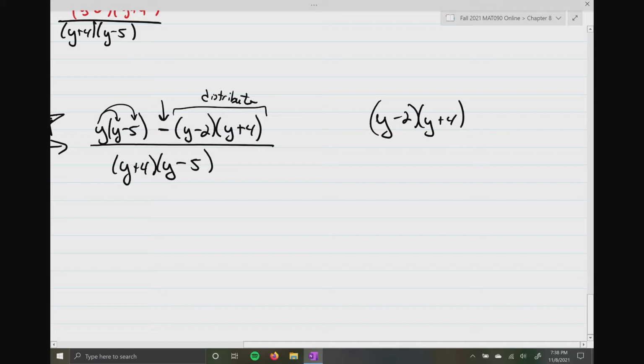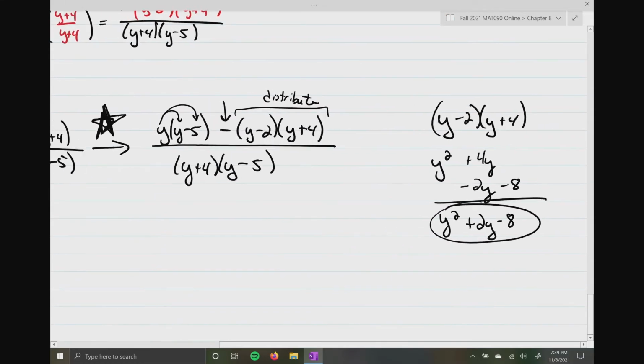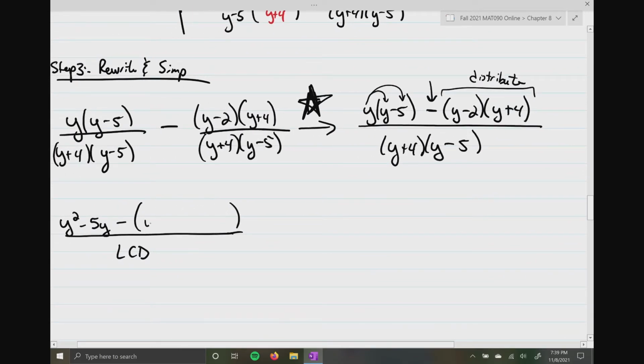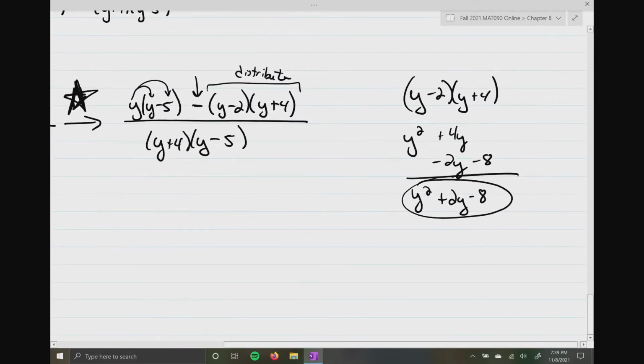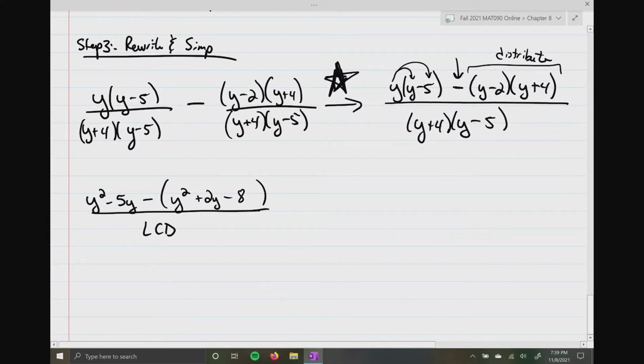I'm going to take y minus 2 times y plus 4. So I get y times y, which is y squared. Y times 4 is plus 4y. Negative 2 times y is negative 2y. And then I get that negative 8 down below. And when I combine all my like terms, that's already grouped together because I did the vertical addition method. I get y squared plus 2y minus 8. And this is what goes inside those parentheses. So y squared plus 2y minus 8. Let me just double check. Y squared plus 2y minus 8. Yep.